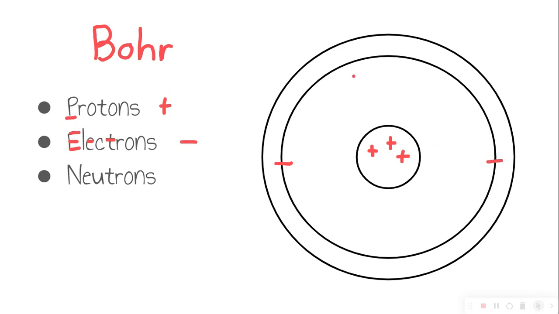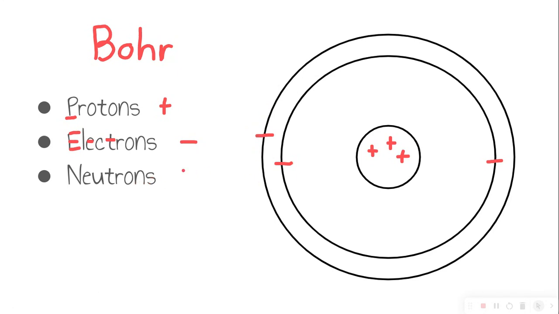Alright, but here's the thing. Each circle, or each shell, can only hold a certain number of electrons. So this first circle can hold 2 electrons. But we have 3 protons here, so we're going to need a third electron. So it's going to have to go in the next shell. And atoms are always trying to have a full outer shell. They can do this by getting rid of electrons, by stealing electrons, or by sharing electrons. And we're going to talk about that in another video. Right now you just need to know that they're always trying to have a full outer shell.